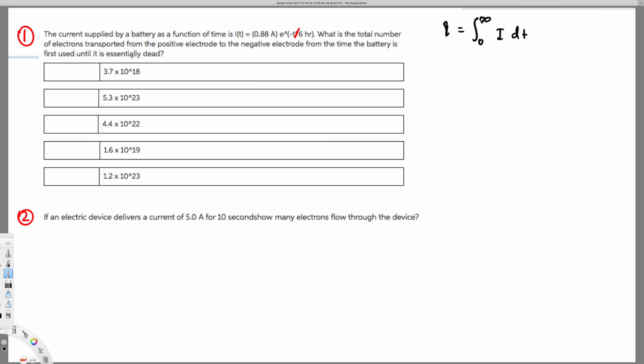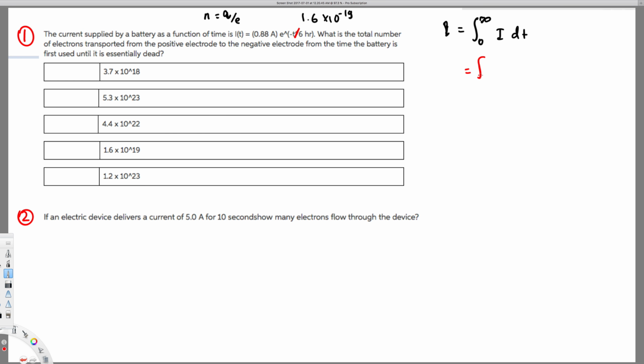The question is asking for the total number of electrons, right? To find the number of electrons, we need Q, because we use N equals Q over e. If we know the charge, we can find the number, because we know the electron's charge, 1.6 times 10 to the power of minus 19. But we don't know the charge, so to find it we have to use this equation.